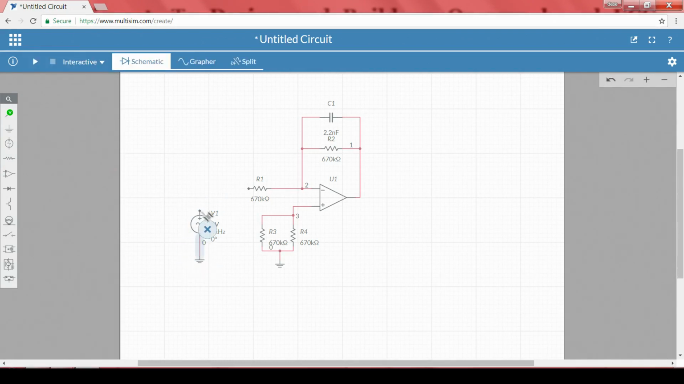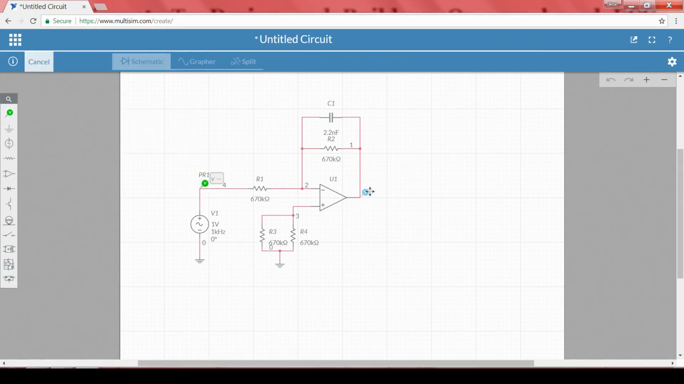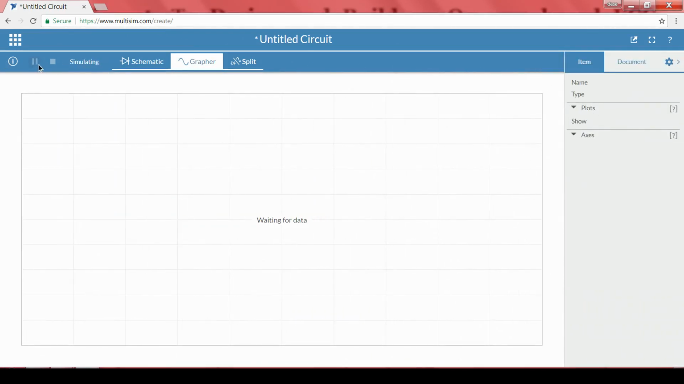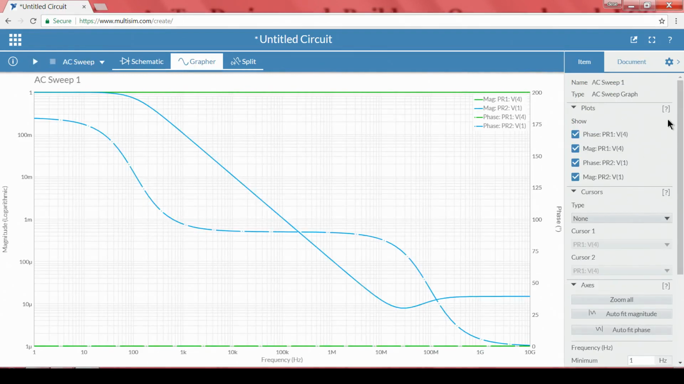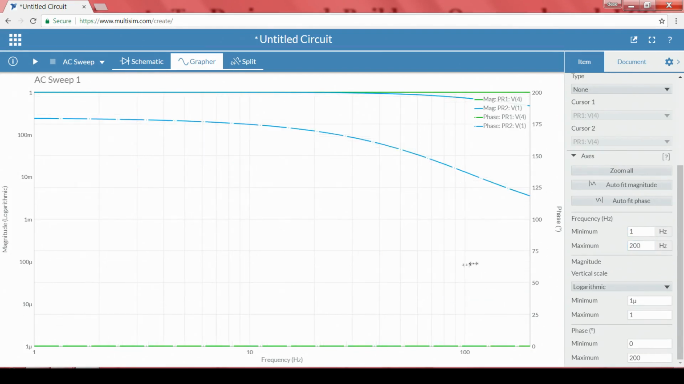I will take it to ground. This is my input. In order to visualize the system, I will take the input here, and the other one I will take as output. Now, in order to understand the cutoff frequency, a good way is to go with AC sweep. So, in AC sweep, I will sweep the signal from a minimum of 1 hertz and a maximum of, say, 200 hertz, right.